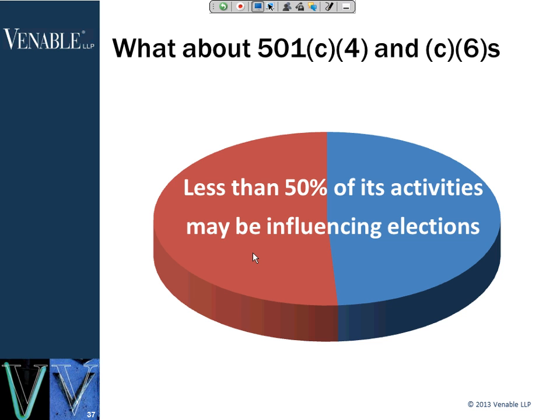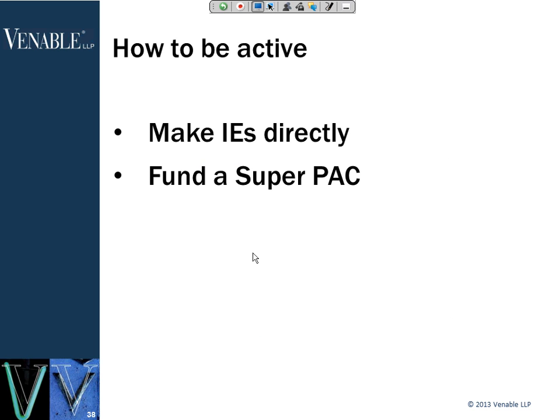So how can an organization be active in the independent expenditure space? You really have two options. You could make independent expenditures directly, or you could make a contribution to a super PAC.